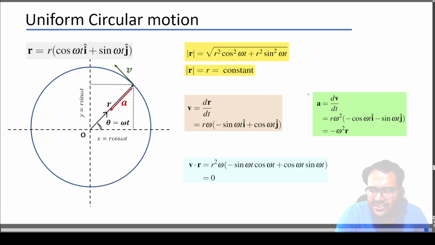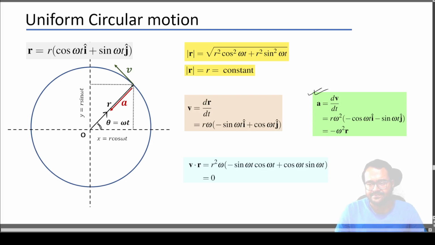And your acceleration, this is very important. If you take another derivative of it, you get your r back. Of course, two derivatives of cos and two derivatives of sine will give you cos and sine back. So you get acceleration as minus omega square r. So there is a minus there. So the direction of your acceleration will be towards the center, and with a minus omega square multiplied with your r vector.